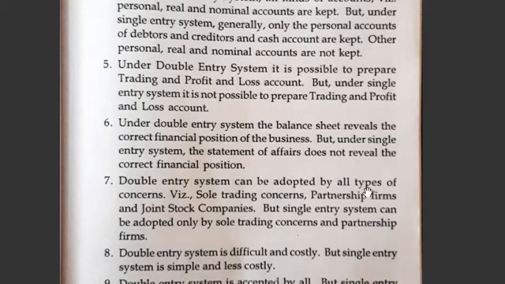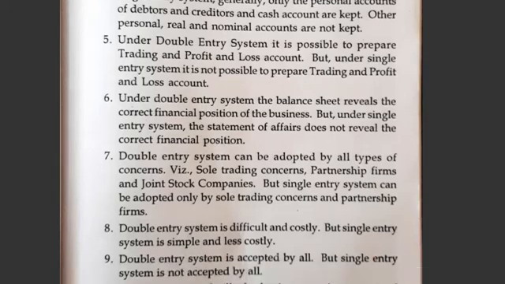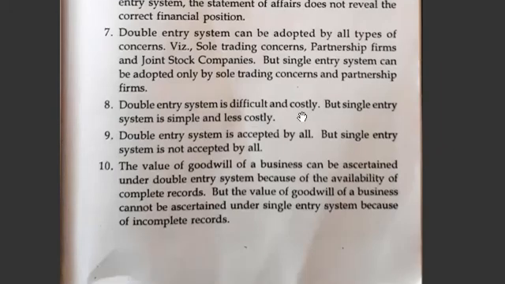Under double entry system, the balance sheet reveals the correct financial position of the business, but single entry system is adopted only by sole trading concerns and partnership firms. Double entry system is difficult and costly, but single entry system is simple and less costly. Double entry system is accepted by all, but single entry system is not accepted by all.